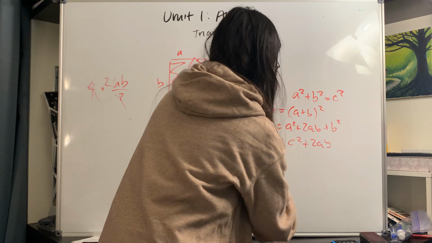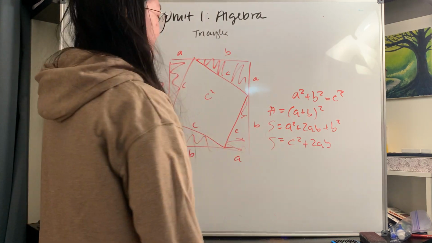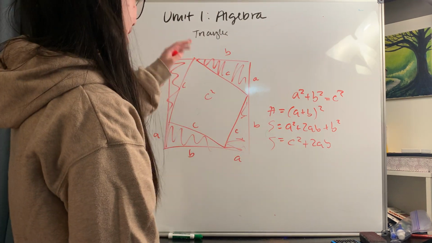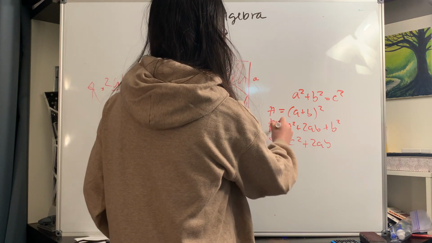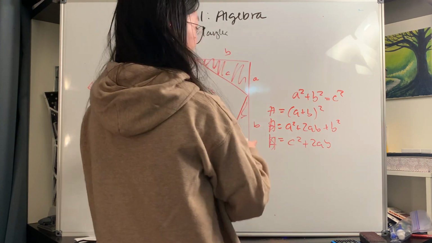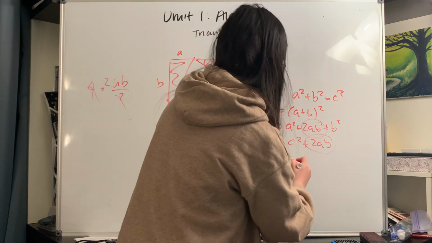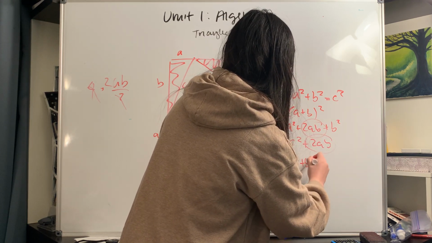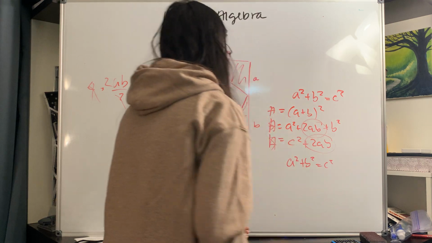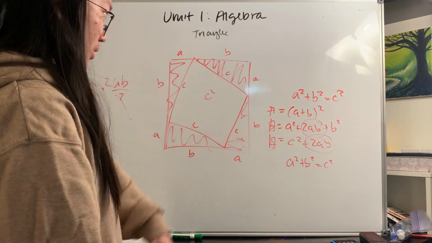And we know that these two equations both give us the same thing, the area, I should write a big A, of this huge square here. So we can subtract 2AB from both of the equations to say that A squared plus B squared is equal to C squared. And this is one of our more basic proofs.